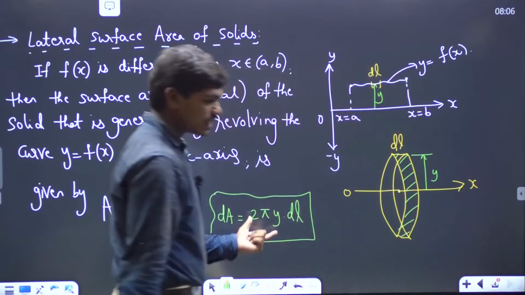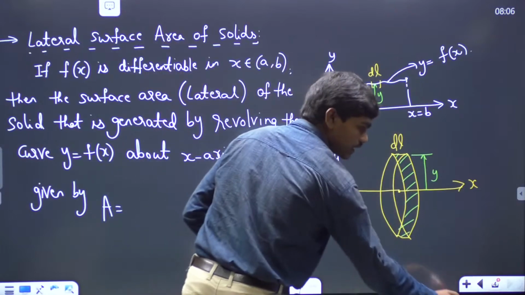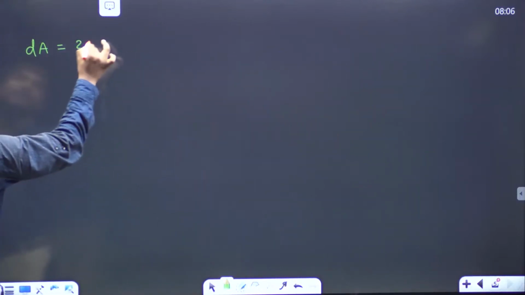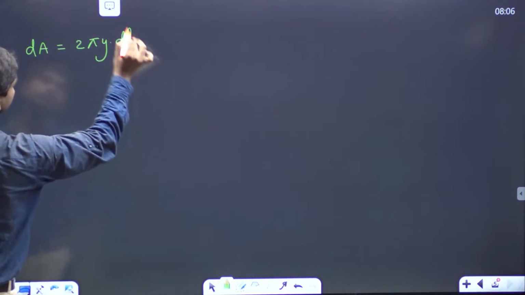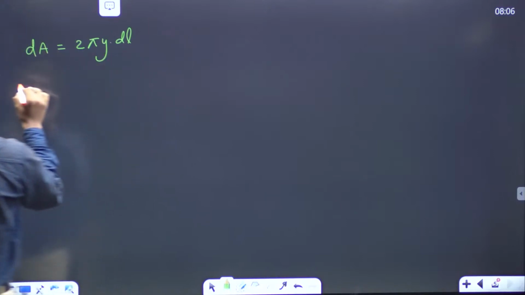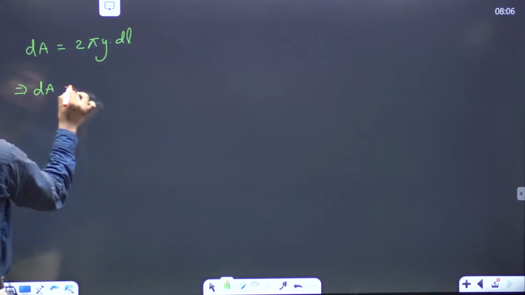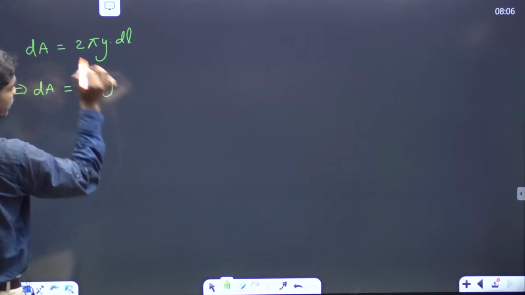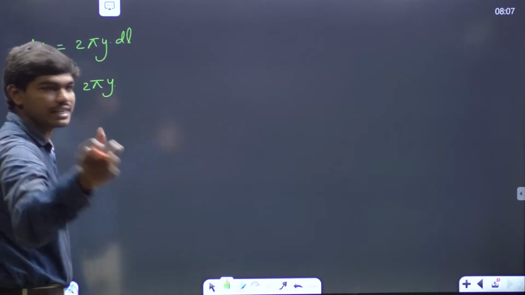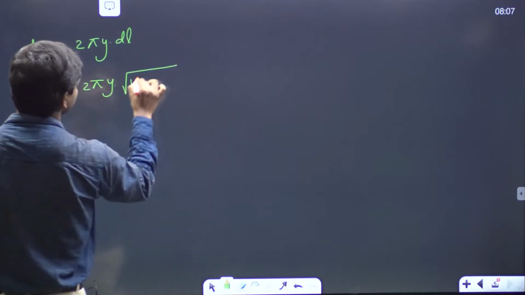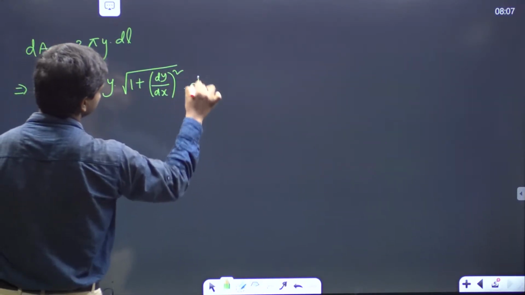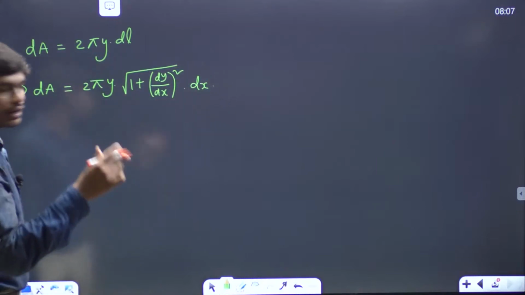So now from this expression, I'm integrating this. Okay, see here. Krishna, I'll come in, so no issues. dA is equal to 2 pi y into dl. This is what we have. Correct? So if you want to integrate this expression, we have y is equal to f of x. So this implies dA is equal to 2 pi y into dl, and we have seen the expression for dl of a curve. The expression for dl of a curve is square root of 1 plus dy by dx whole square into dx. This is the expression we have for dl, correct?